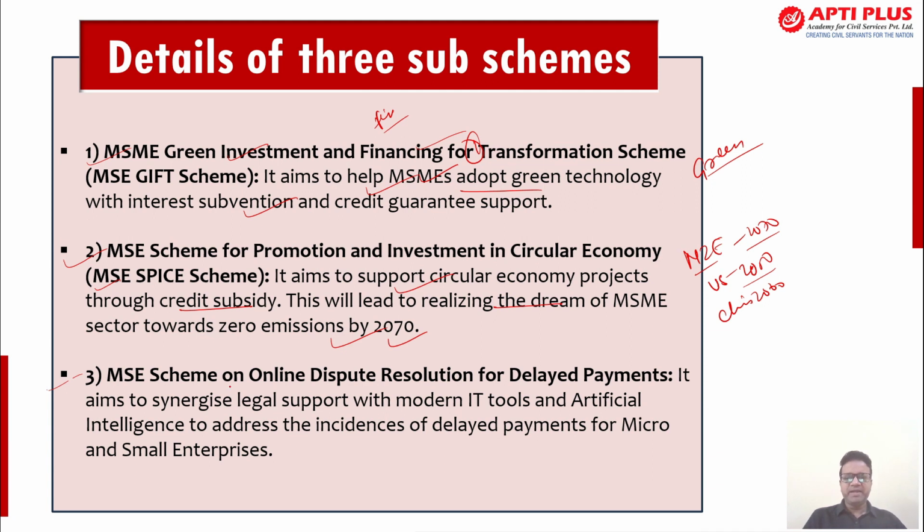Now the third is the mechanism for online dispute resolution for delayed payment. It aims to synchronize legal support with modern IT and artificial intelligence. We have seen the incorporation of IT in different domains of the government sector. So in MSME also, AI will be used to address incidents of delayed payment of micro, small and medium enterprises, where crores of rupees transit from one entity to another, which also calls for resolution at the earliest. So this is how the three important sub-schemes have been added to the scheme.